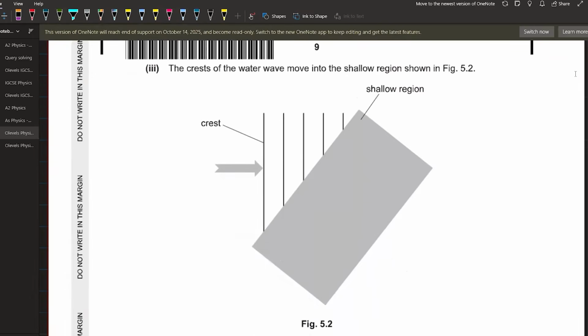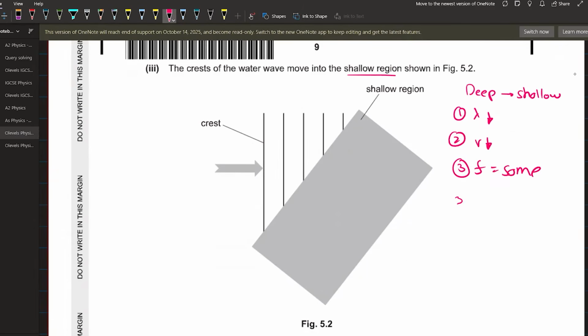आगे बढ़ते. The crest of the water wave move into a shallow region. Okay, so you are moving from a deep region into a shallow region. बेटा जब भी आप डीप से शैलो में मूव करते थे तो क्या होता था? Your wavelength used to decrease, your speed used to decrease, your frequency used to remain same, and your wave fronts चौथी प्रॉपर्टी क्या होती थी? Wave fronts bend away from the normal. ये लिख लो यहाँ पे. Wave fronts bend away from normal, away from normal.